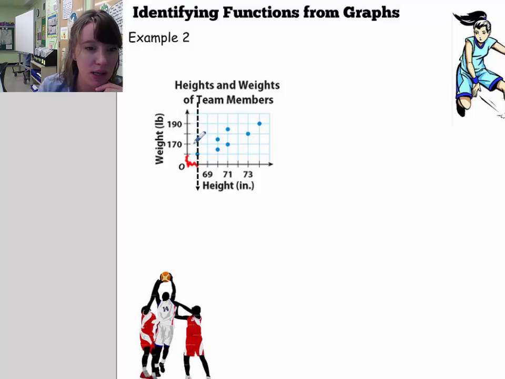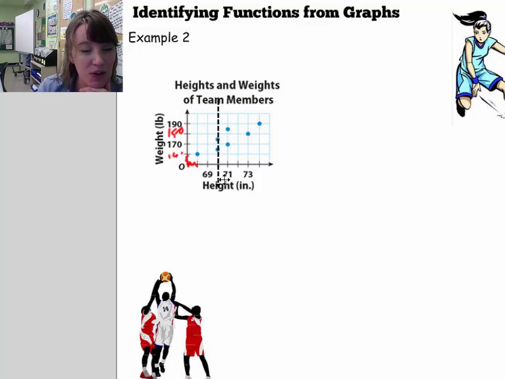Okay, it looks like these are going up by, this is 160, and this is 180. So this is actually probably a female basketball team, because the male teams are way more than, our biggest weight here is 190. So this point right here is fine because there's no point that's collinear to it along a vertical line.